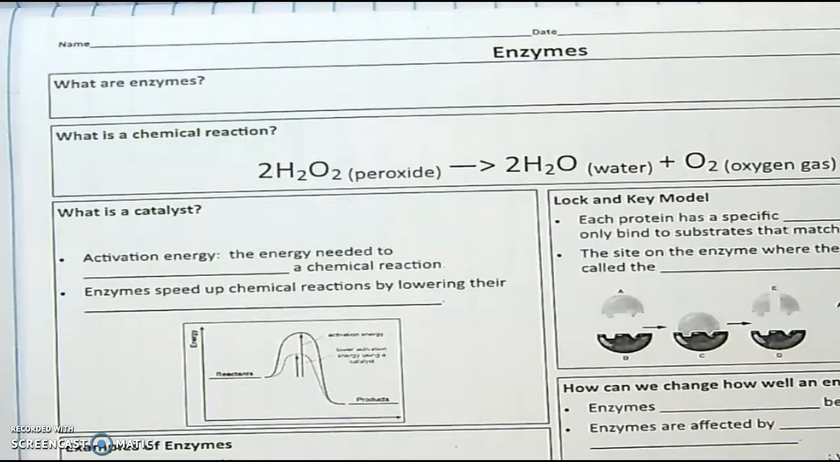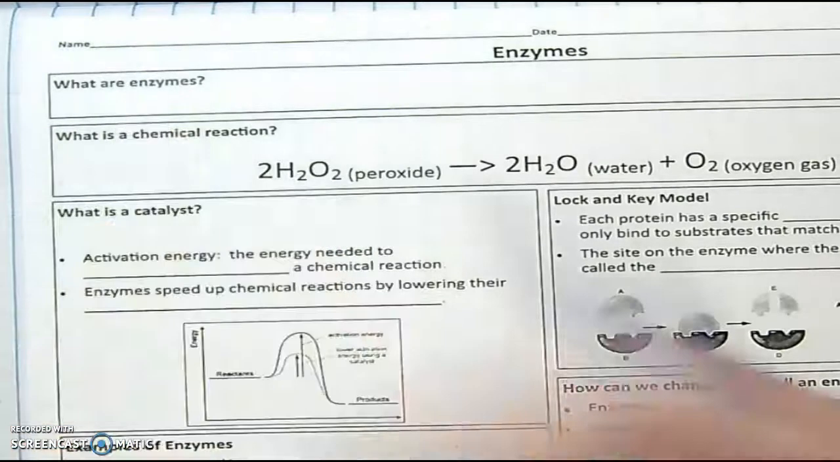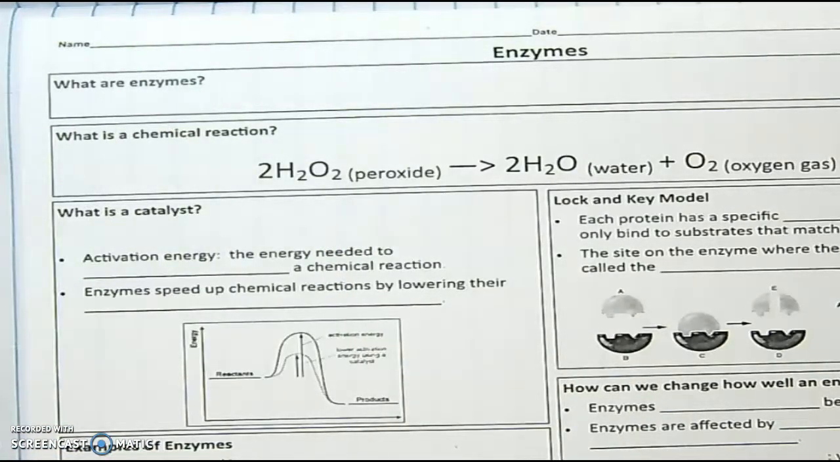We've talked a little bit about enzymes before when we were learning about proteins, but enzymes are super important proteins that help all of the chemical reactions that happen in our body, and that's why we're bothering to talk about them separately. Okay, on the very top, the first thing to know is what are enzymes?